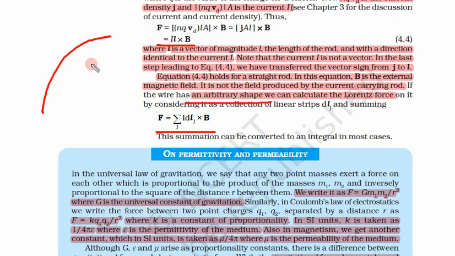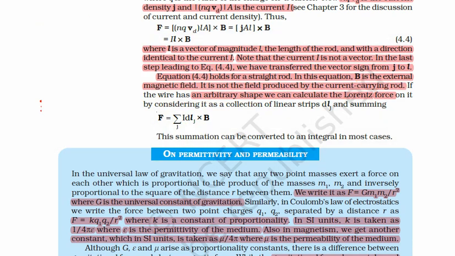That means if this is the arbitrary shape, we take smaller pieces, and that smaller piece is dl. Since there are j number of pieces, we sum over j, taking these small straight pieces and summing all the forces. I in all the conductor is the same, and this B is the external magnetic field, not the field produced by the current carrying rod. So both these things are the same.